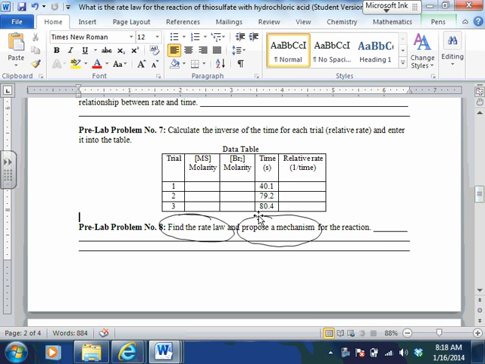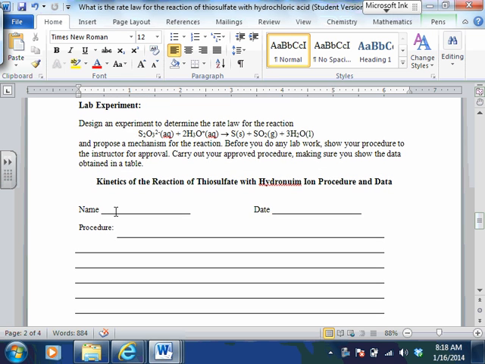Then you're going to propose a mechanism for this reaction. All right, so this is the part that's a little bit tricky, because this is not an easy mechanism. It's not nearly as easy as the mechanism in the pre-lab. So basically, I'm going to give you a couple of hints here on the mechanism, and then I want you to try it as best as you can, okay?